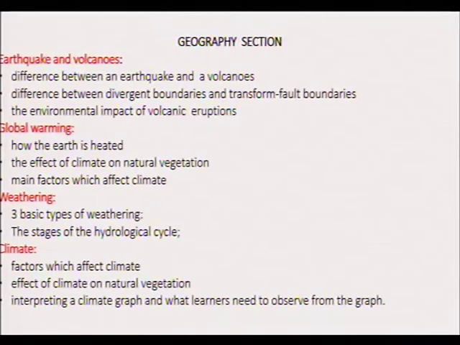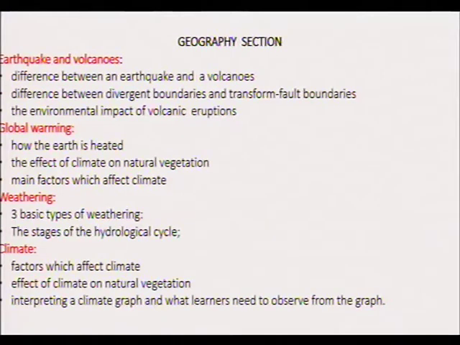Obviously, it's not only about differentiating between a volcano and an earthquake, it's also important to know the environmental impacts of volcanoes, for example, on the environment. Sometimes not only on the environment, but also on people and the economy.